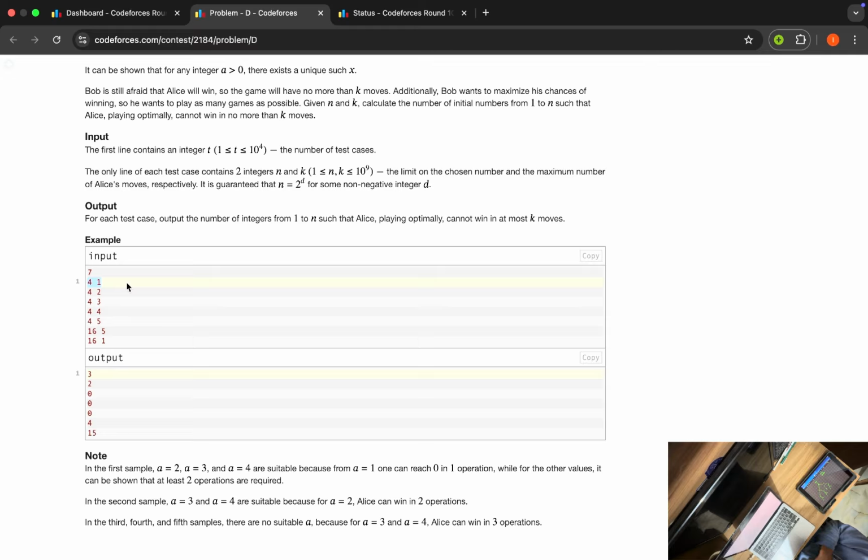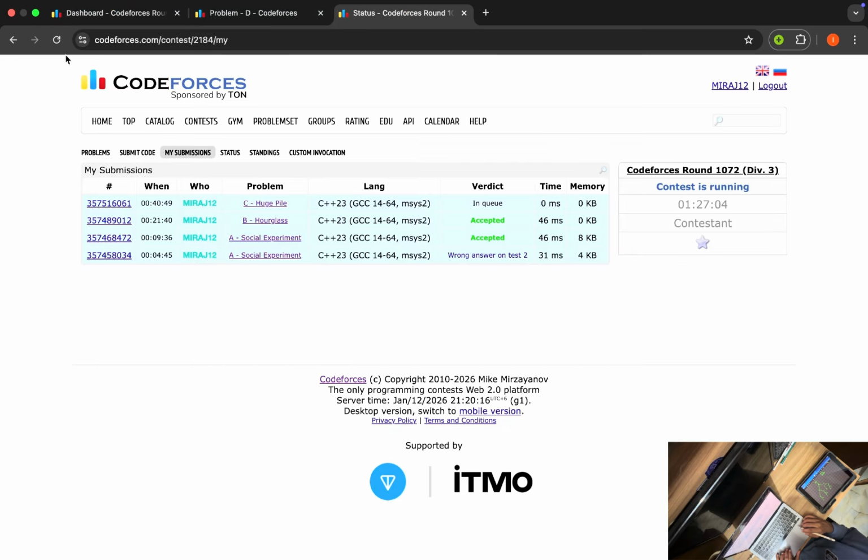In the first sample, a equal to 2, 3, and 4 are suitable because a equal to 1 can reach 0 in one operation, while for the other values it can be shown that at least 2 operations are required. I'm not getting the question. Accepted. Nice.